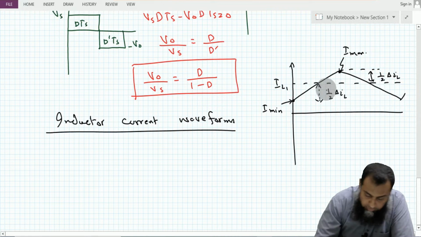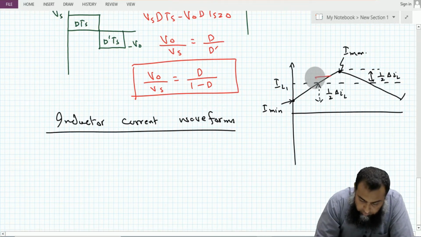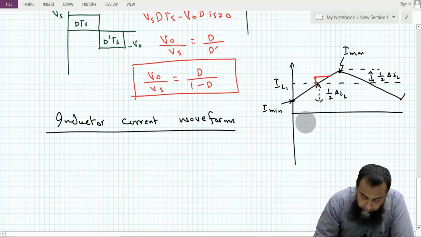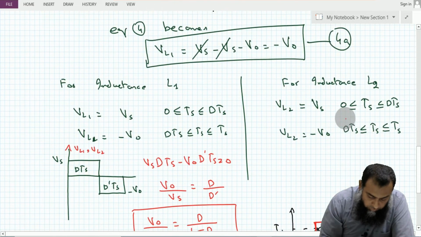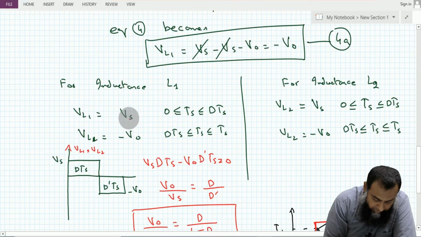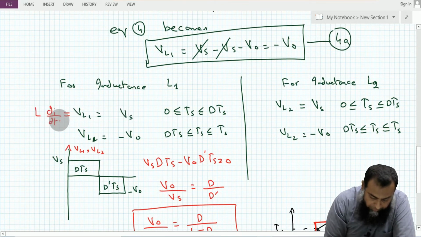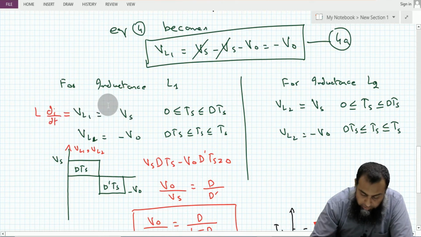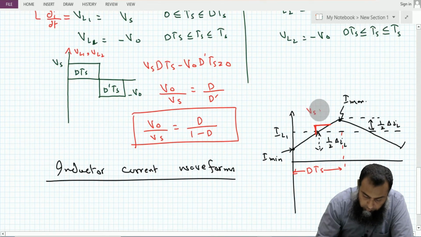Now the rising slope is during the time the switch is on, that is during this DTS. For L1 you can see here that this VL1 is equal to Vs, and this is equal to L di over dt. Therefore, based on this expression we can safely say that this di over dt is equal to Vs over L.